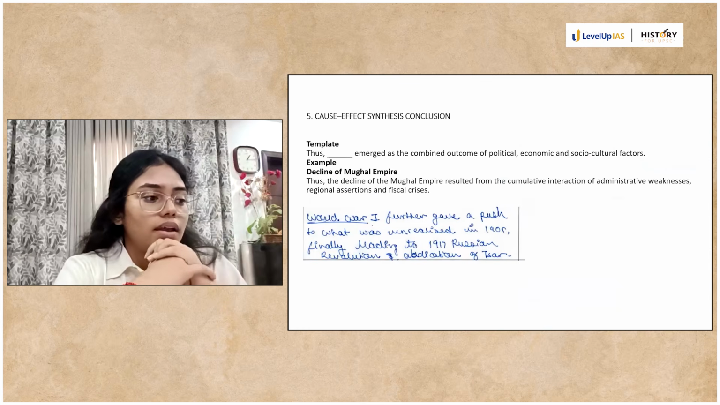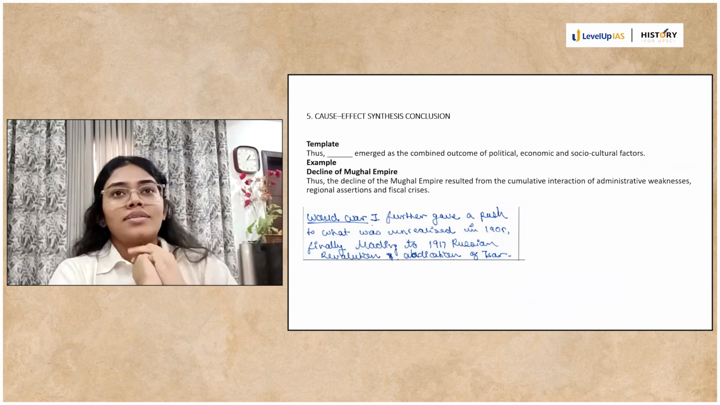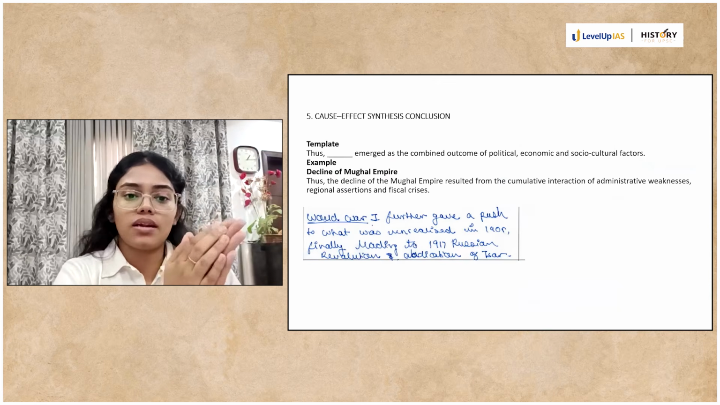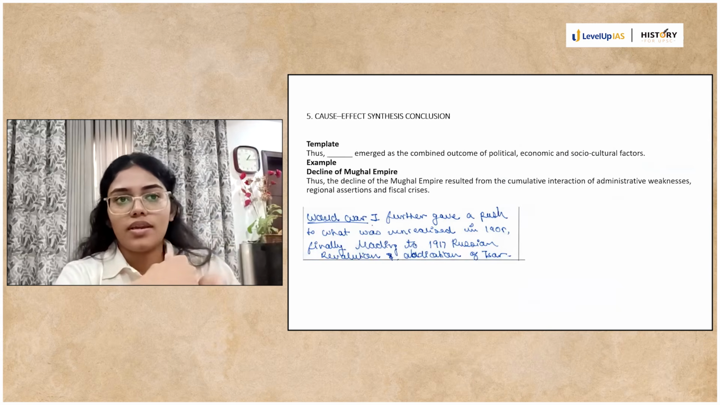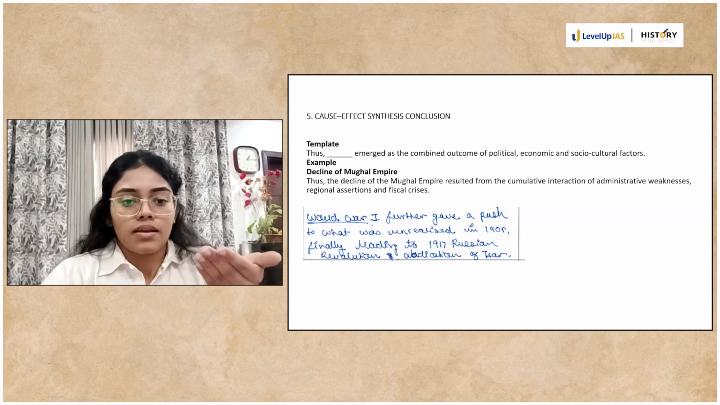Now, the fifth kind of conclusion is cause-effect synthesis. Basically, if they're asking what were the causes of the 1857 mutiny, then in conclusion, you tell about the effects of that 1857 mutiny on the future era of the national movement. So it's a cause-effect synthesis.